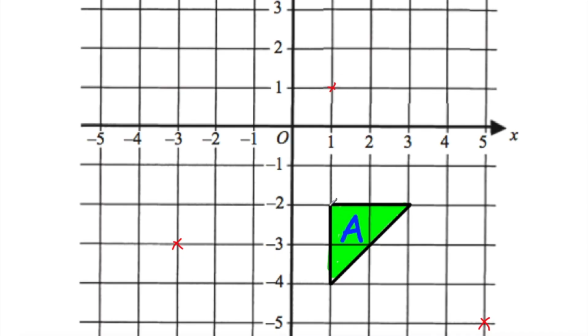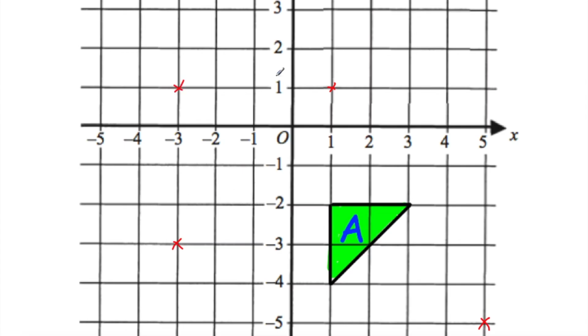And then finally this point here, to get to this point from the centre of enlargement, we would go 1, 2, 3, 4 left and 1, 2, 3 up. So it's 4 left and 3 up. So we're going to double that. So it's going to be 8 left and 6 up. So 8 left, 1, 2, 3, 4, 5, 6, 7, 8, and 6 up, 1, 2, 3, 4, 5, 6 would be there.